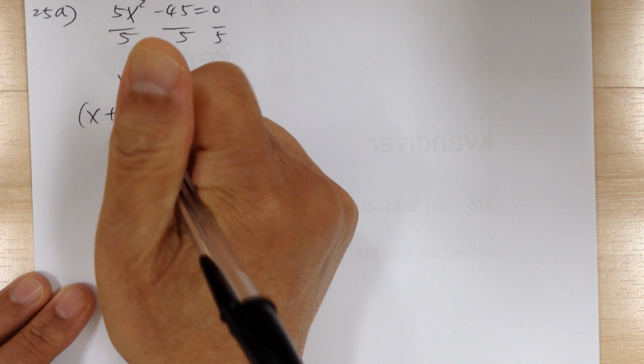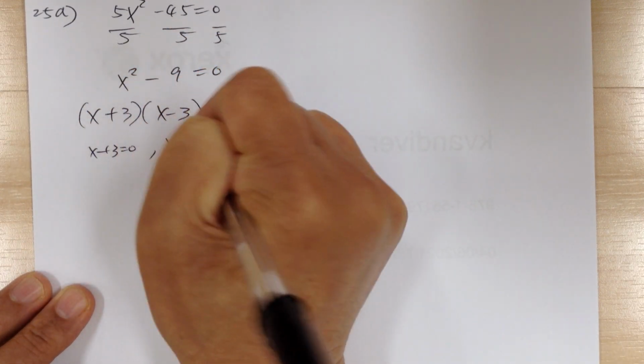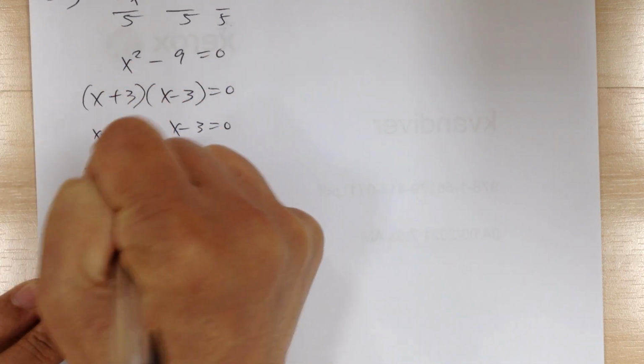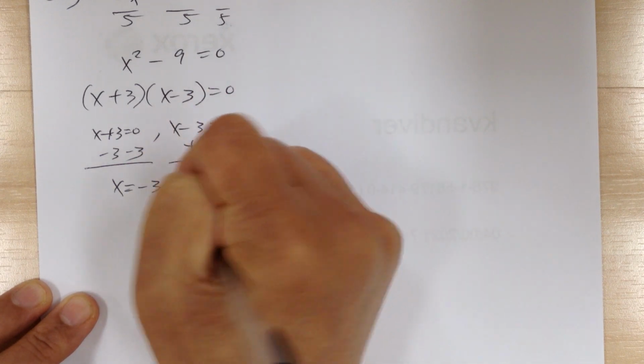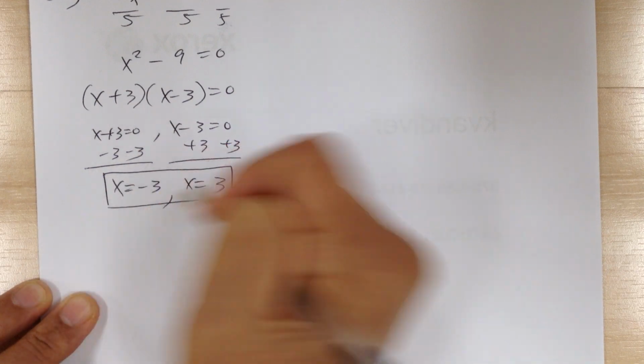From here, you set each factor equal to 0 and solve. So x plus 3 equal to 0, x minus 3 equal to 0. Then from here, you minus 3 on each side, so x equal to negative 3. From here, you plus 3 on each side, so x equal to 3. So those are your two answers.